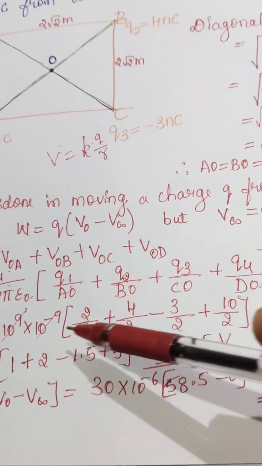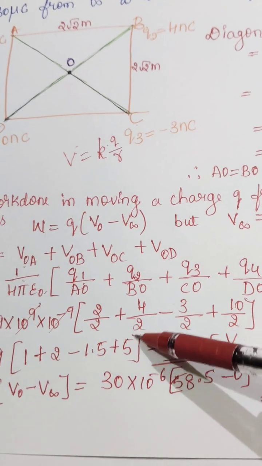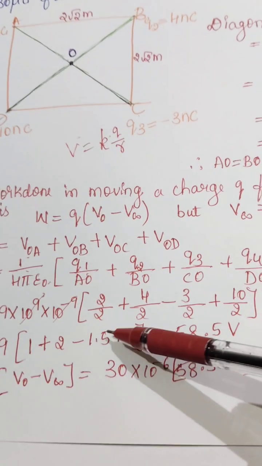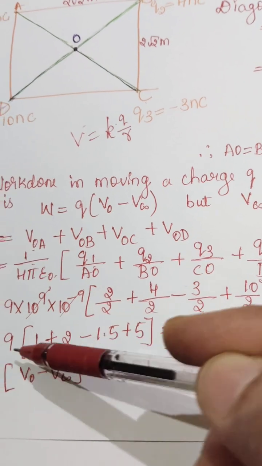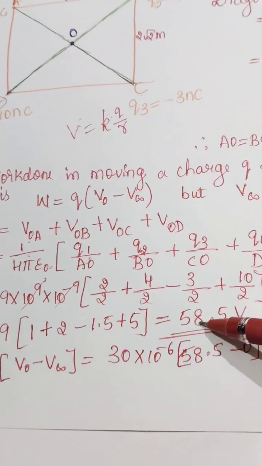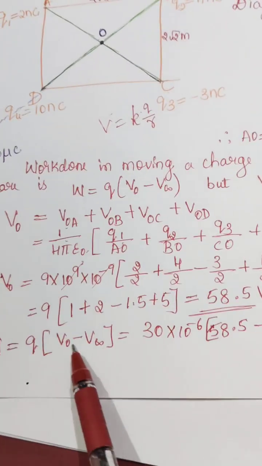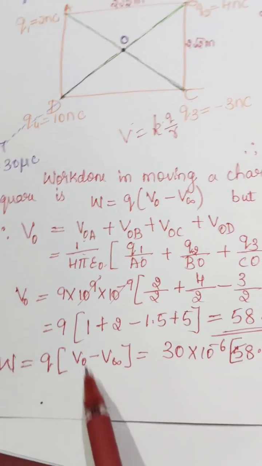And 10 by 2. So, 2 by 2 is 1. 4 by 2 is 2. Minus 3 by 2 is minus 1.5. 10 by 2 is 5. Adding all this and multiplying by 9 gives 58.5 volt. And substitute here to find out W. So, how much will you get for W?